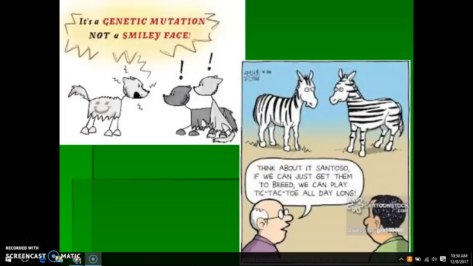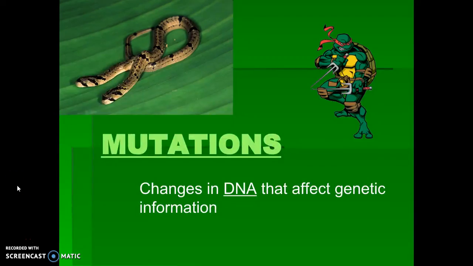Today we're going to talk about the mutations that can happen in your DNA. So take a quick look at these two comics and how they might relate to mutations. The formal definition of mutation is changes in DNA that affect genetic information.